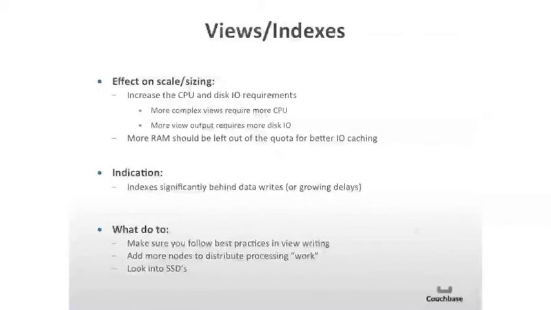Indications of this impacting your sizing or needing to do something: generally, if the indexes are not being kept up to date, if you see writes going in and the eventual consistency between those writes and the index updates is growing and growing, that's an indication that you don't have enough disk I/O or CPU, most likely disk, to keep that updating fast enough. Make sure you're following our best practices in how those views are written. Adding more nodes, potentially separating the indexes onto an SSD that will allow them to be updated faster. All of these things can mitigate the impact.